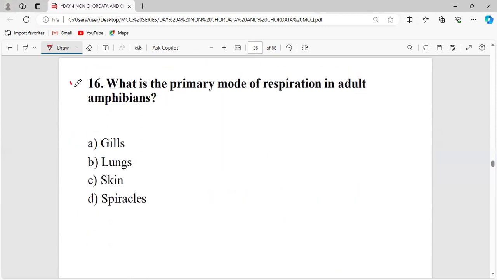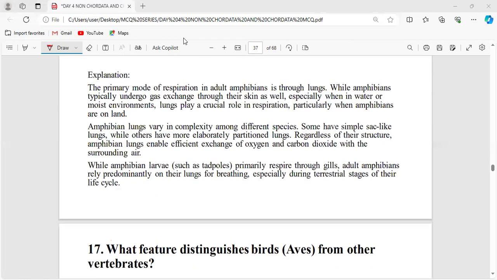What is the primary mode of respiration in adult amphibians? Of course, all of these are modes of respiration used as respiratory structures in amphibians. What will be the primary mode of respiration? Obviously, that will be the lungs. No point of explaining much in this question.